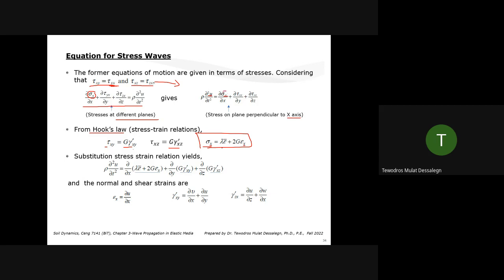So this stress sigma X is here. Now put it back here. This is sigma X. And shear stress XY, put it in the form of shear modulus and strain. Shear modulus and strain for the Z direction also, for the shear stress XZ. And normal and shear strains, we have this relation from our review of stress relation.